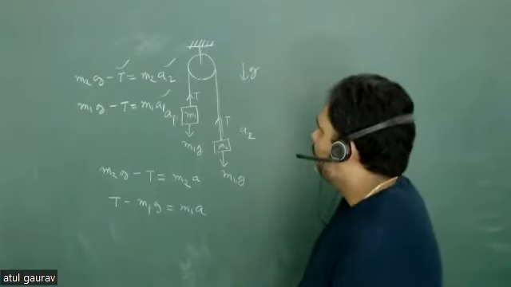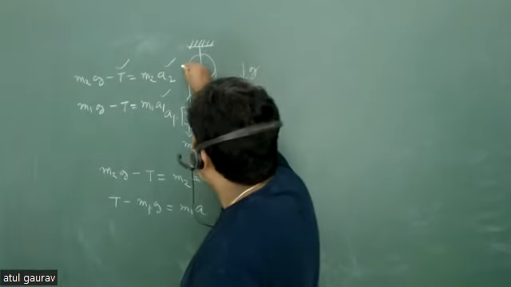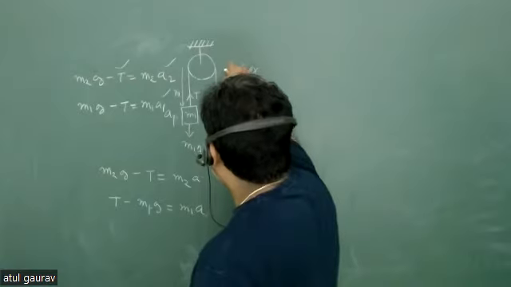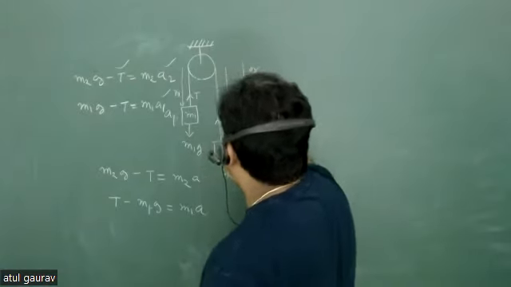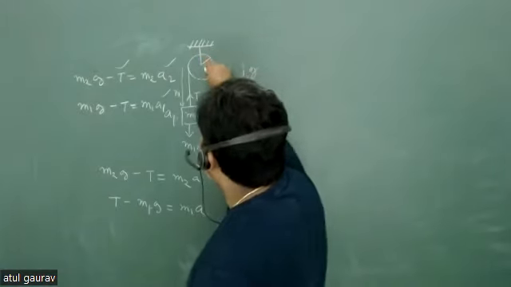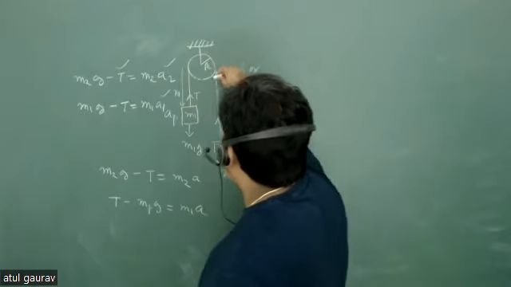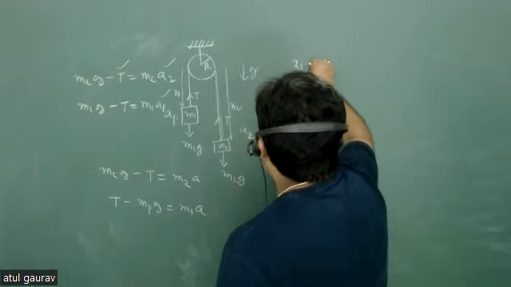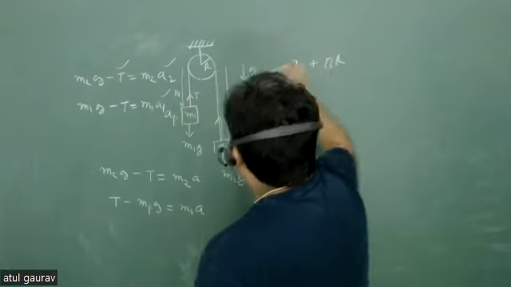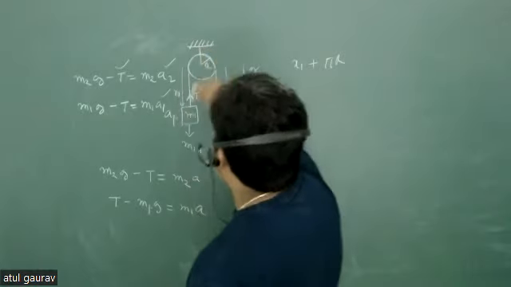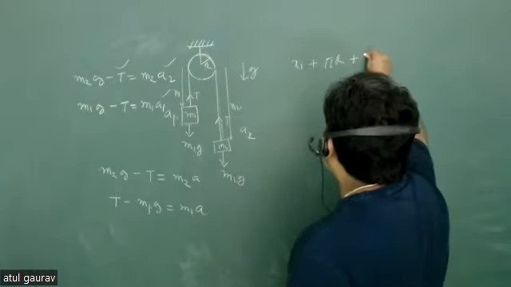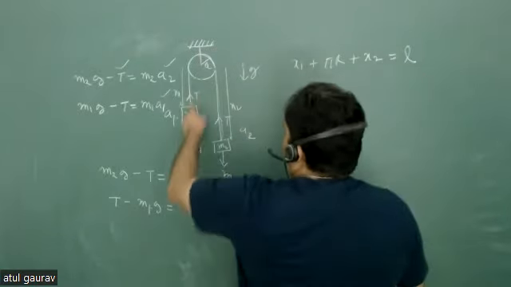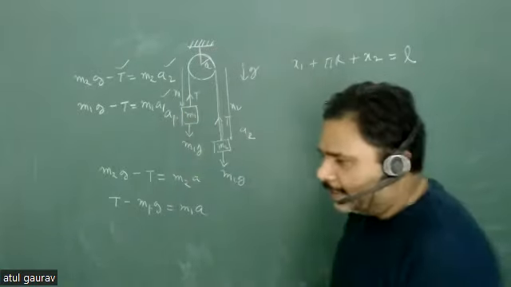So what will happen? You can see that this distance is, let's say, x1, and this distance is, let's say, x2, and let's say this radius is r. So this length is pi r. So I can say x1 plus pi r plus x2 must be fixed, because the length of this string is always going to be fixed.